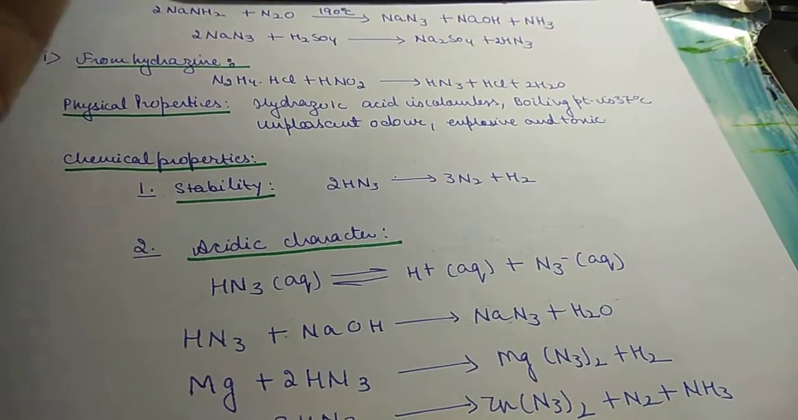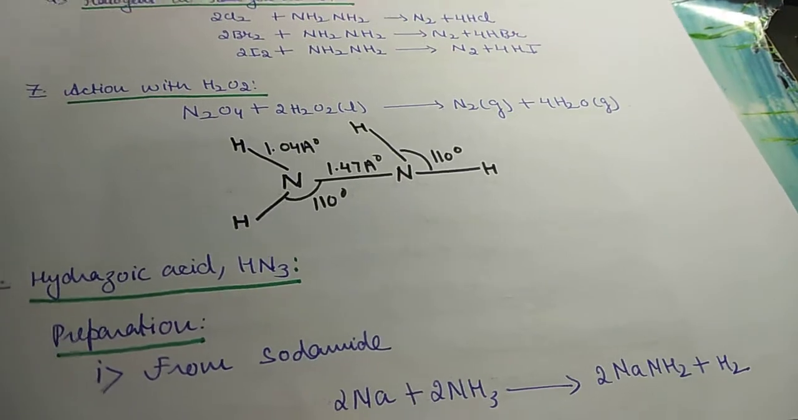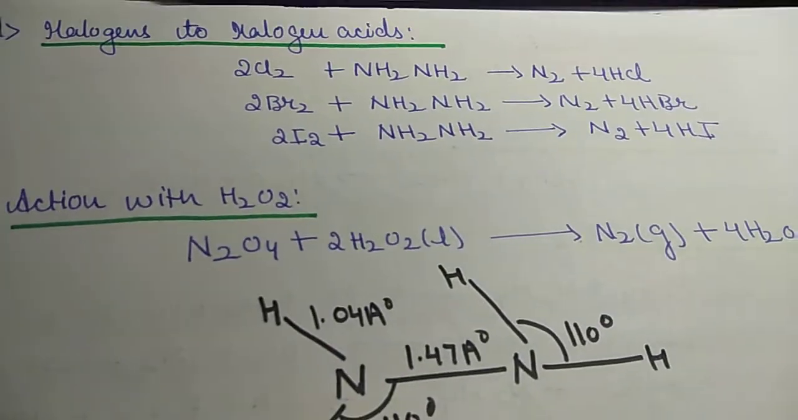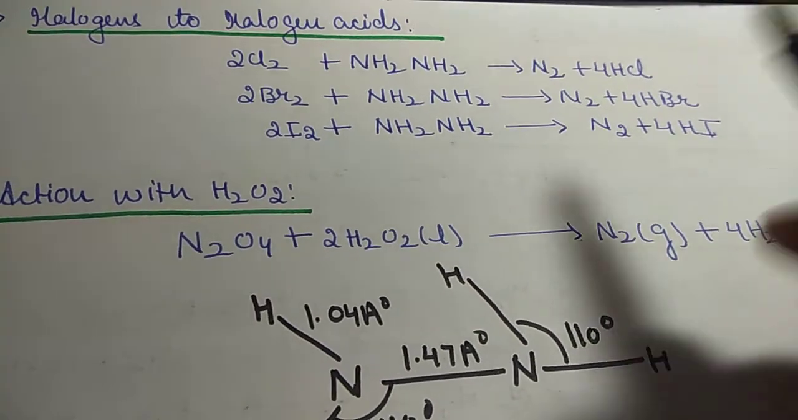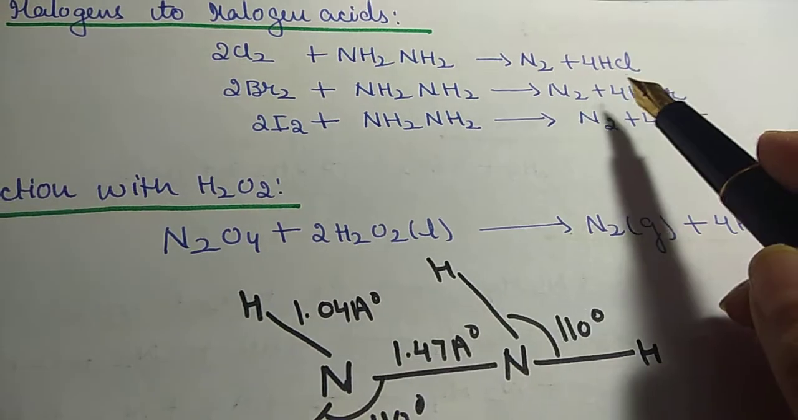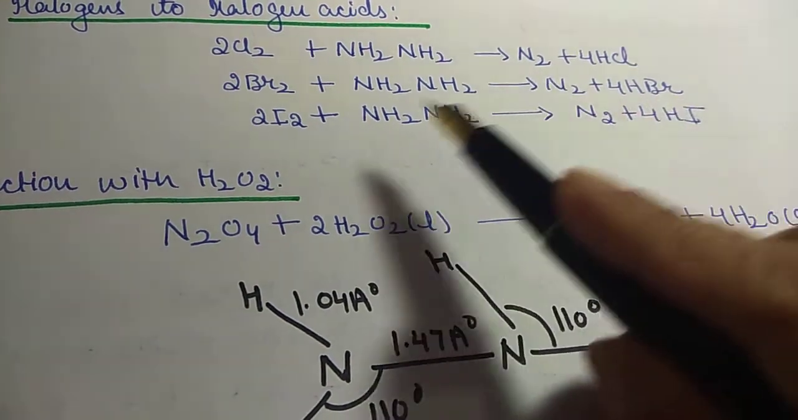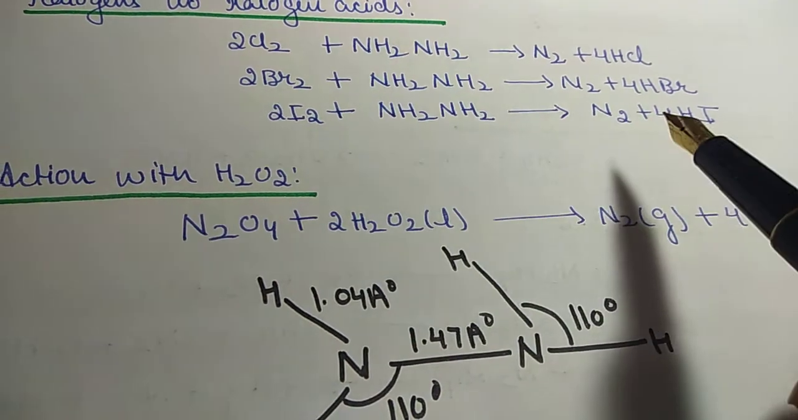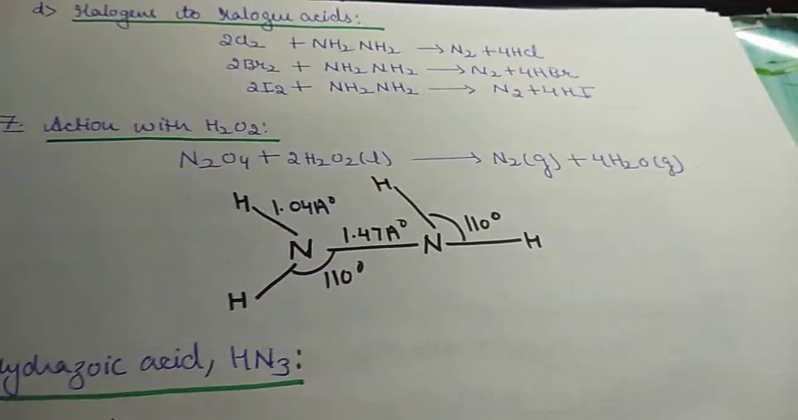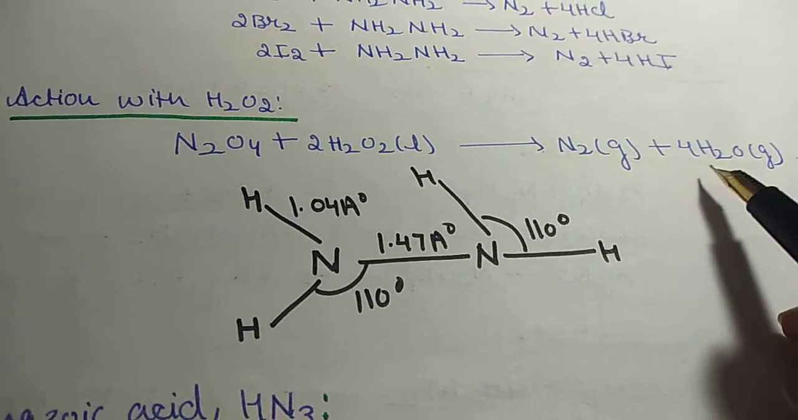Next we have its reaction with halogens. It converts halogens to halogen acids. Hydrazine plus chlorine gives nitrogen and HCl. Bromine will give nitrogen and HBr. With iodine, it will give nitrogen and HI. Then its action with hydrogen peroxide gives nitrogen and water.